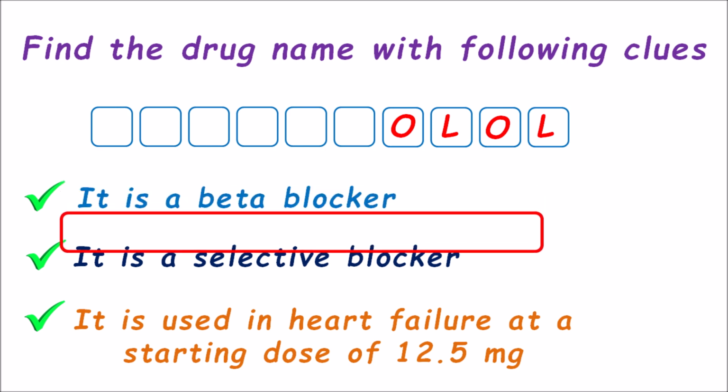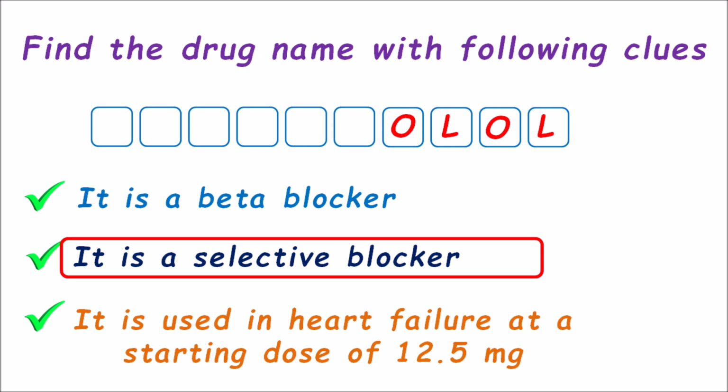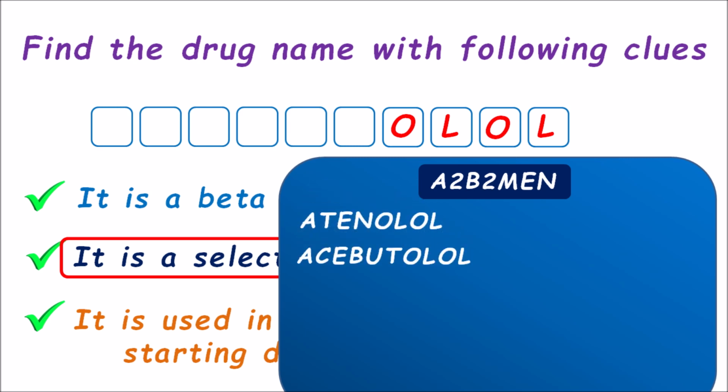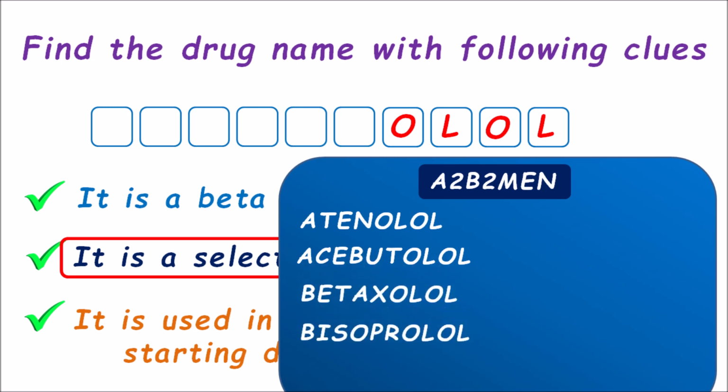Now if we go to the second statement, it is a selective blocker. Among the beta blockers, we have two categories: non-selective beta blockers and selective beta blockers. How can we identify the selective beta blockers? We can have a simple trick to remember them, and then we can easily differentiate them from non-selective beta blockers. Let us list out the selective beta blockers with the simple mnemonic A2B2 men. Here A2 indicates atenolol and acebutolol. B2 indicates betaxolol and bisoprolol. These are the A2 and B2.